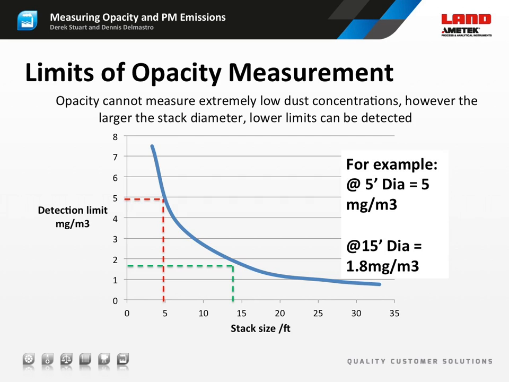Although an opacity monitor can be used to measure PM concentration, its sensitivity at the low end is limited. The chart shows the typical detection limit for an opacity monitor used to measure PM. As you can see, even on a large stack, it is difficult to measure PM concentrations below 1 or 2 milligrams per cubic meter. This was not a problem in the days when typical process emission limits were in the region of 50 or even 100 milligrams per cubic meter. But nowadays, emission limits can be as low as 10 milligrams per cubic meter, which is impractical with an opacity monitor.